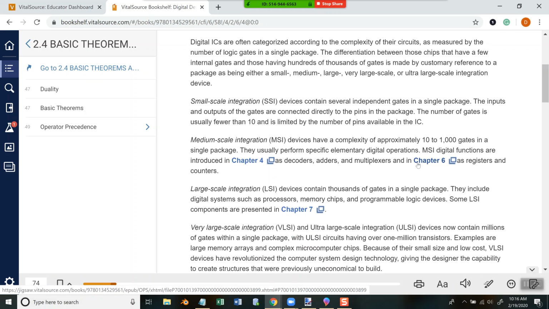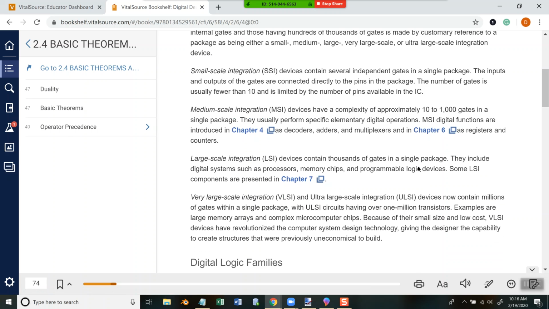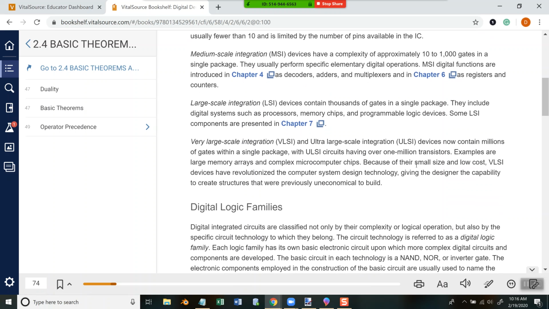MSI devices have a complexity of approximately 10 to 10,000 gates in a single package. These usually perform elementary digital operations. MSI digital functions are introduced in Chapter 4 as decoders, adders, and multiplexers, and then in Chapter 6 as registers and counters. Now, large-scale integration, LSI, contains thousands of gates in a single package. They include digital systems such as processors, memory chips, and programmable logic devices. They are presented in Chapter 7, which we don't get into.